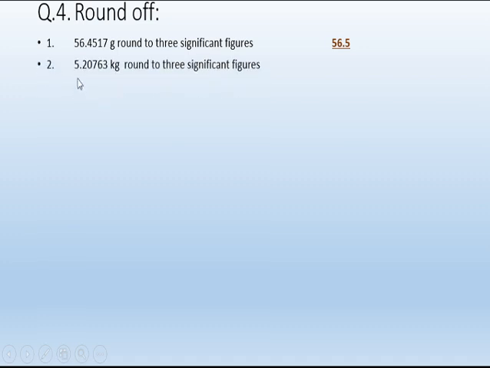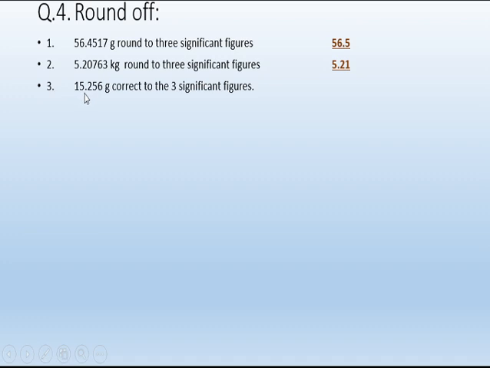So this is our answer rounded to 3 significant figures. In this example, 5.20763 kilogram will be rounded to 3 significant figures. Again, we start from the left: 5.20. So 3 numbers are here, and we'll be removing 763. But the first removed number is 7, which is 5 or more, so we add plus 1 here. So it will become 5.21, correct to 3 significant figures.